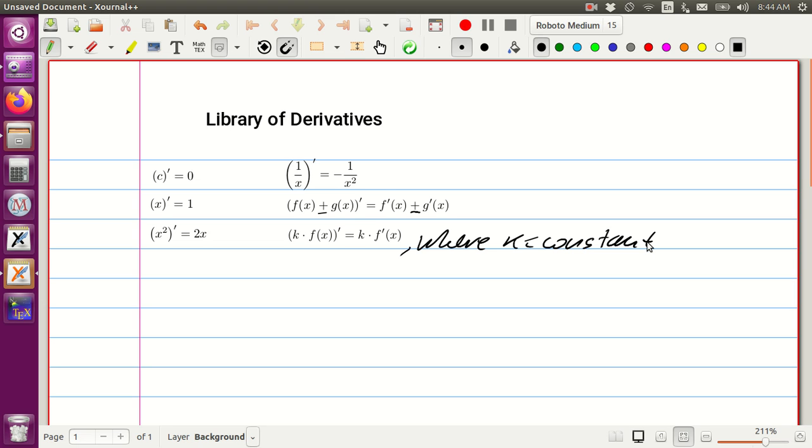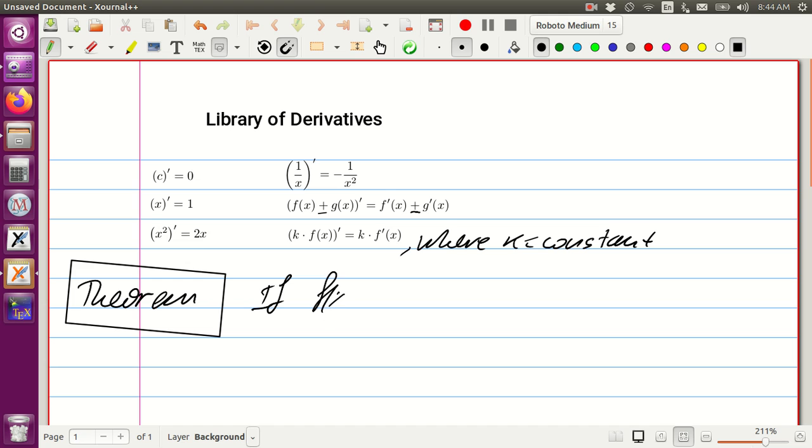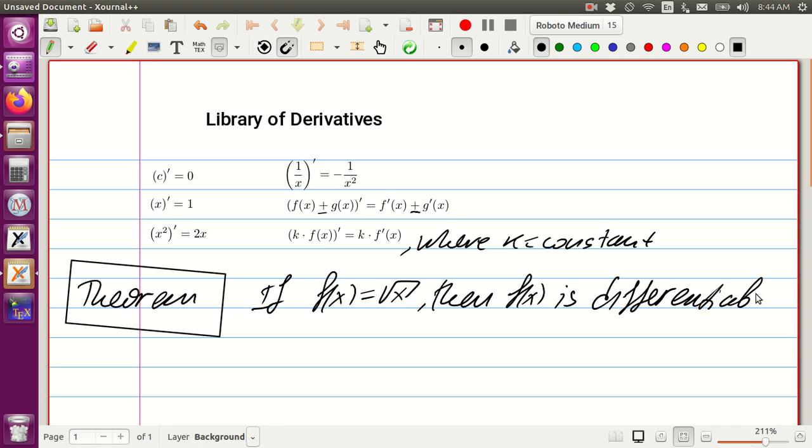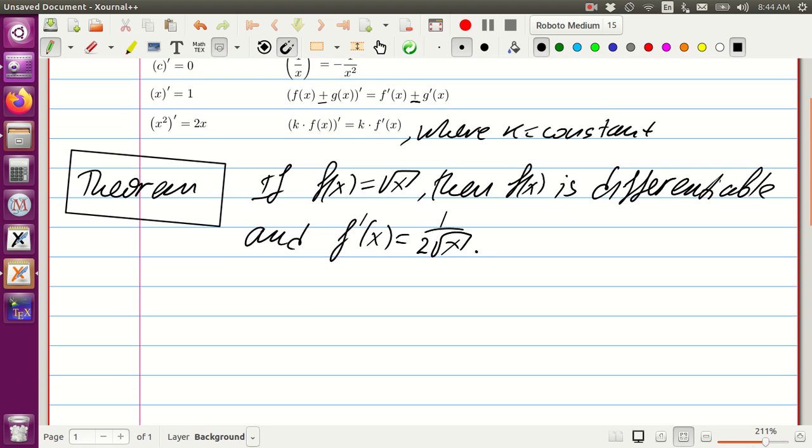So the next rule we're going to talk about is the square root. Let's do this. We'd like to develop the derivative of a square root. If f of x is equal to the square root of x, then f of x is differentiable, and f prime of x is equal to 1 over 2 square root of x.